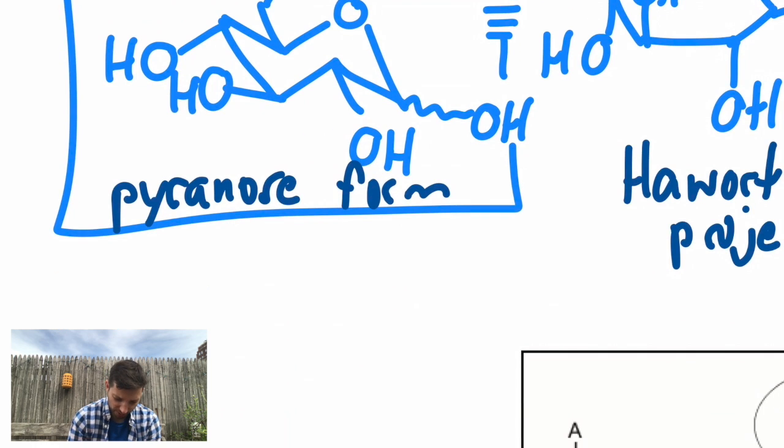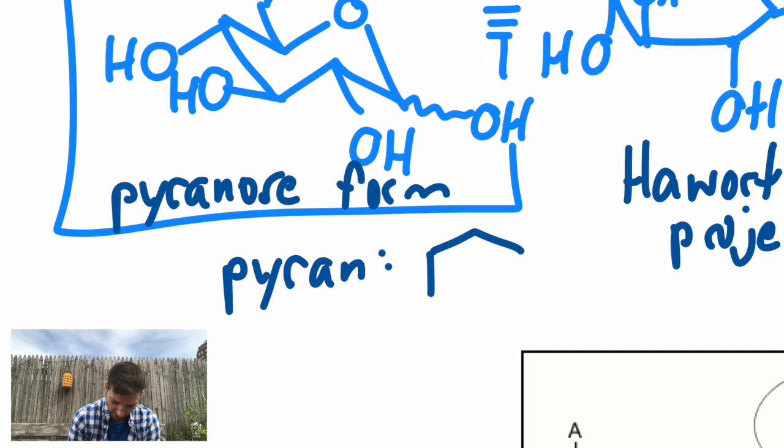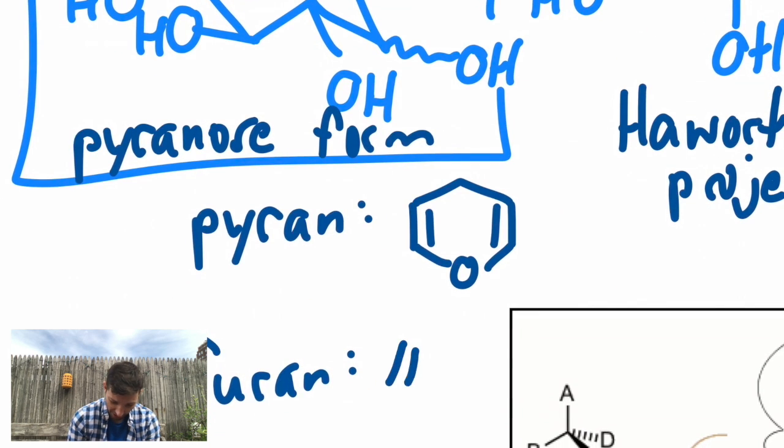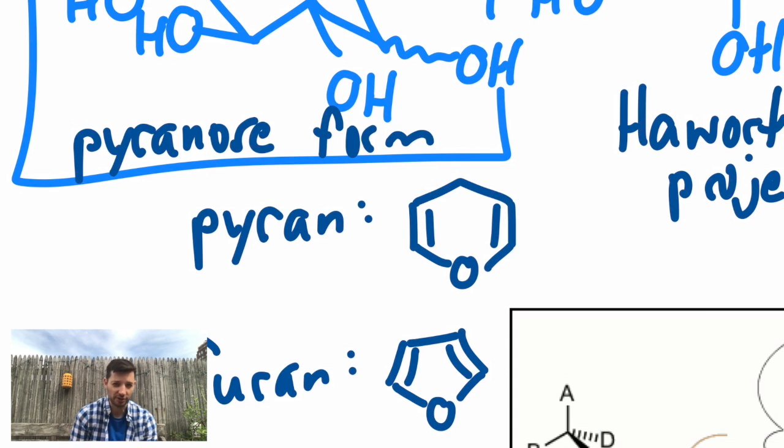That's from the molecule known as pyran, which is a 6-membered ring with an oxygen flanked by double bonds, hence the pyranose form of the sugar. There is another version of this called a furanose form, and that's named after the furan molecule, which is actually an aromatic molecule. We saw this back in the benzene unit. Looks like that, so there are such things as furanose forms.